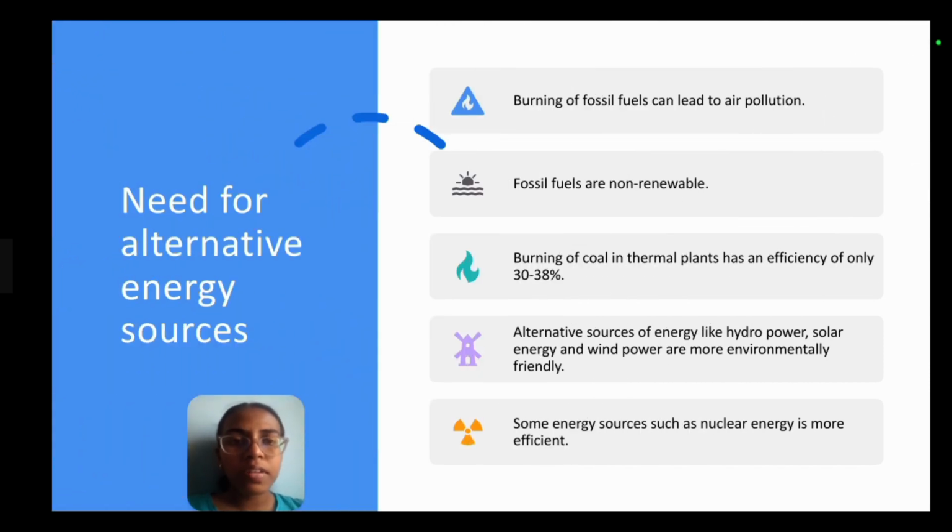Why do we need alternative energy resources? Burning fossil fuels can lead to air pollution as it emits poisonous gases such as carbon monoxide and greenhouse gases such as carbon dioxide, etc. Fossil fuels are also non-renewable. Hence, once they are used up, they are not replenishable. Burning of coal in thermal plants has an efficiency of only 30 to 38%. Alternative resources such as hydropower, solar energy, and wind power are more environmentally friendly. Also, some energy sources such as nuclear energy are more efficient.